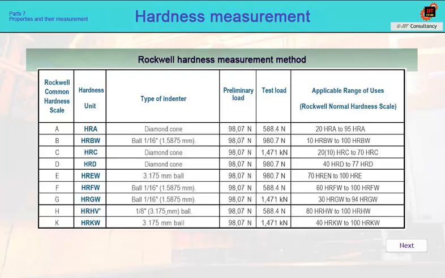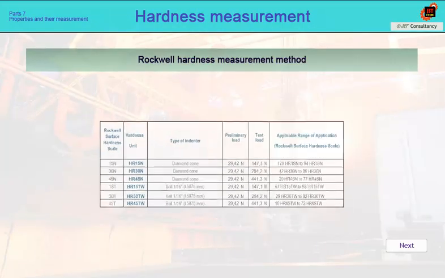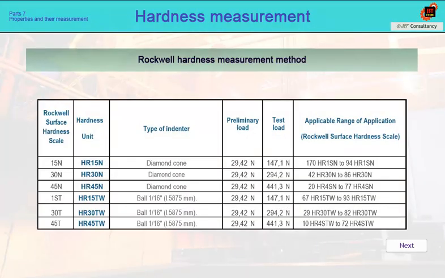Another group of Rockwell measurements are surface methods, so-called super Rockwell. The loads used are 15, 30, and 45 kilograms. The HR15N, HR30N, and HR45N methods use a diamond cone, while the HR15TW, HR30TW, and HR45TW methods use a tungsten carbide ball with a diameter of 1/16 inch.